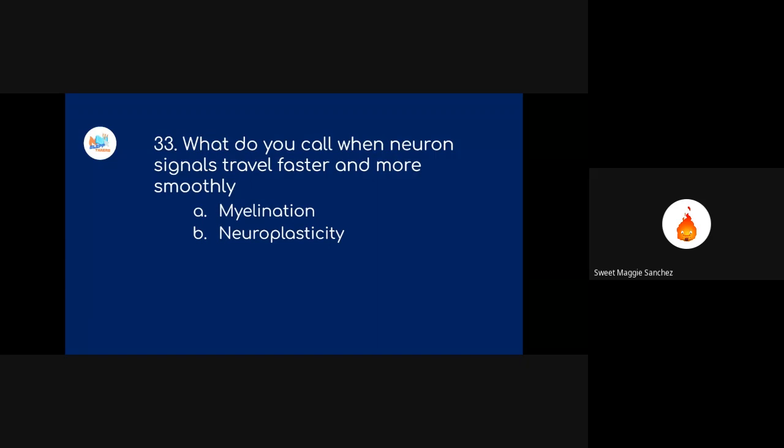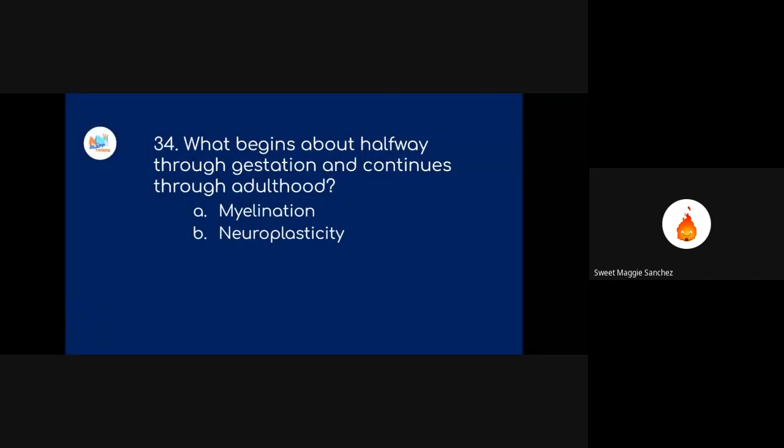Okay, timer stops. Question 34. What begins about halfway through gestation and continues through adulthood? Is it A, myelination, or B, neuroplasticity?